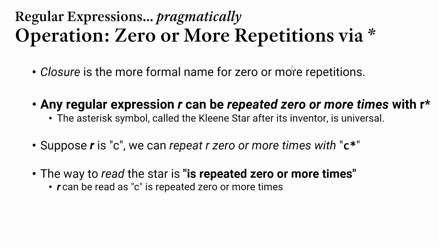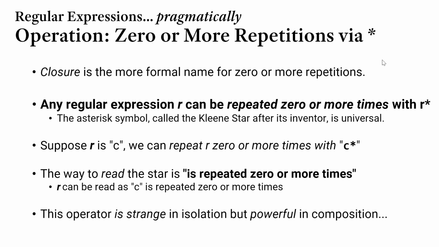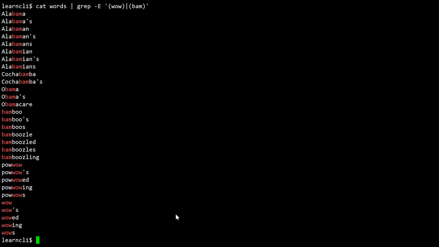And the way to read this is: whatever comes before the star is repeated 0 or more times, right? So this is a weird operator in isolation, because if we just have C followed by star, that means match either nothing or any number of C's one after the other, which would match a whole lot of things. But when we combine this with other operators, it becomes very powerful. So let's take a look at this.